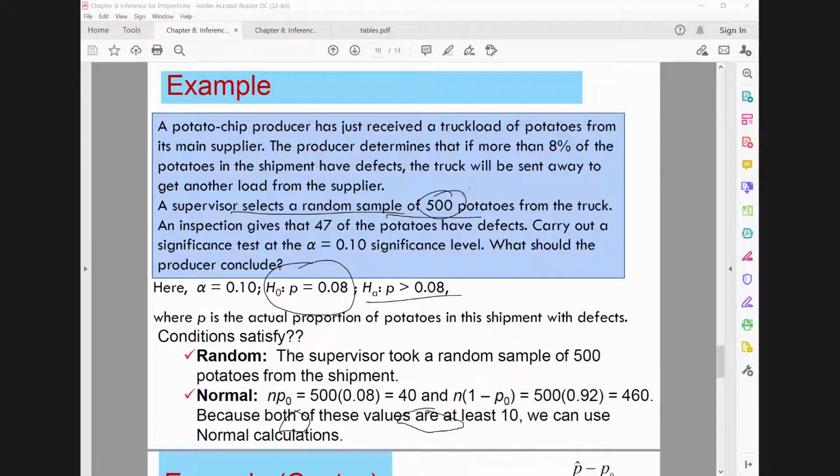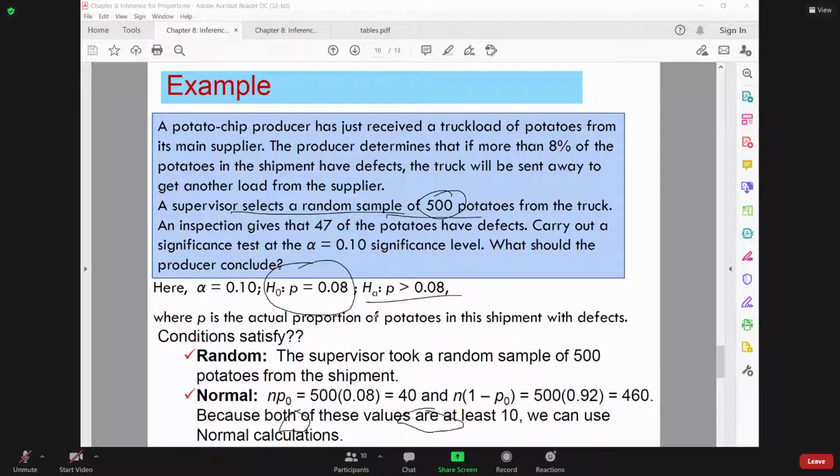or the number of defected pieces is 47, and the number of non-defective is the remaining part, which is 500 minus 47. If not, what should I do? We have to write the null hypothesis, as I said, and the alternative hypothesis.